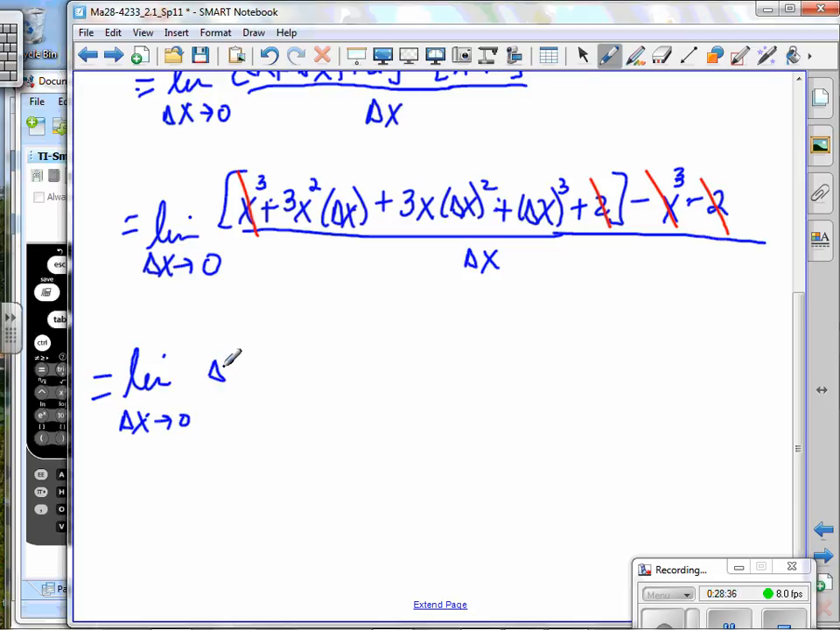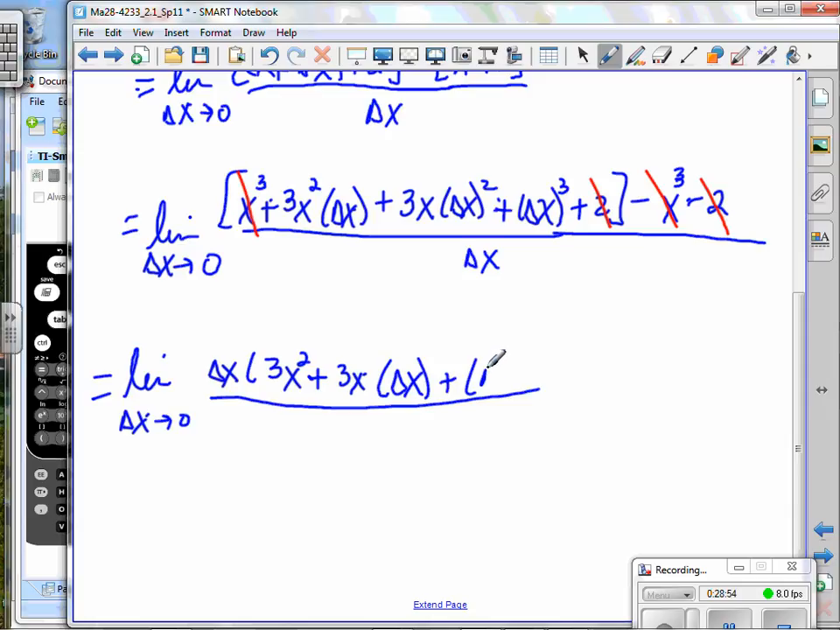If I factor out a delta x in that numerator, I'm going to have 3x squared plus 3x delta x plus delta x squared, divided by delta x. It is important that everything in that numerator now have a delta x in it. It is the only way that now I can cancel out the problem.